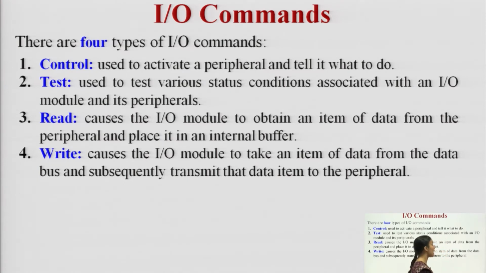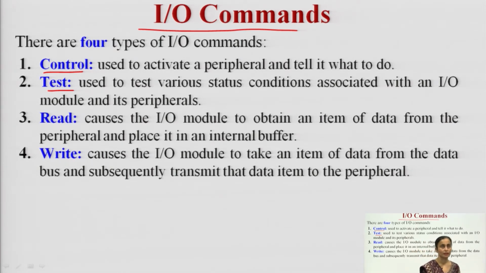Then next is IO commands. What are the different IO commands? Actually, there are 4 kinds of IO commands. First, control. Control means to activate a peripheral and tell it what to do. Then we want to test. The test command tells the various status conditions that are associated with the IO module and its peripherals.